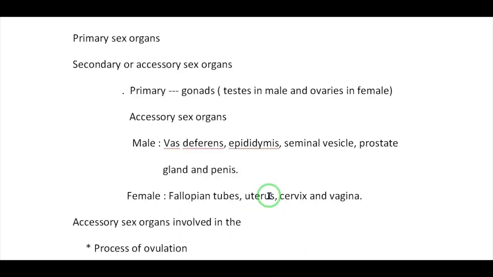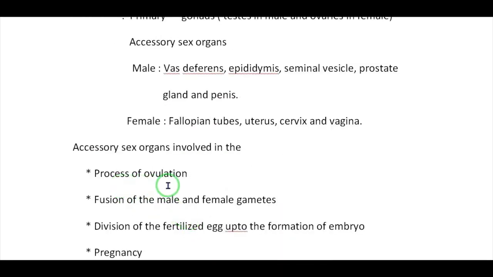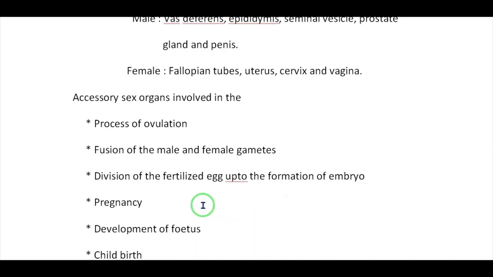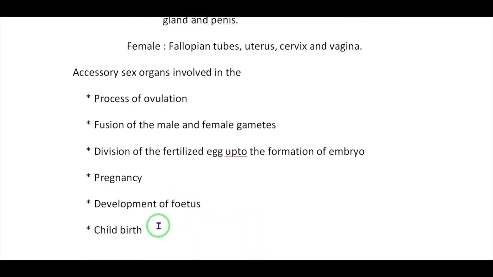These secondary or accessory sex organs are involved in the process of ovulation, fusion of the male and female gametes, division of the fertilized egg up to the formation of embryo, pregnancy, development of fetus and childbirth.